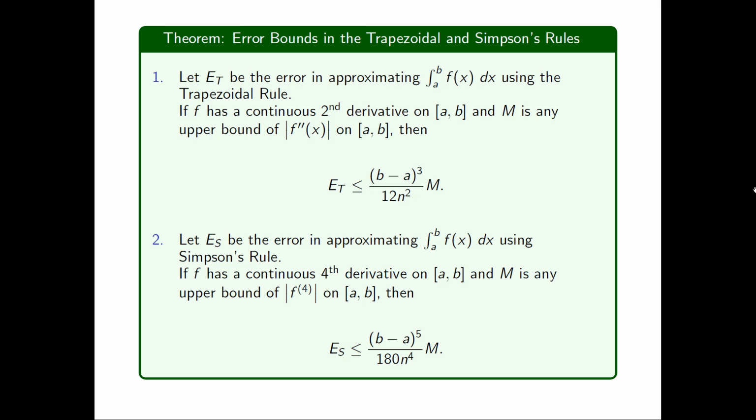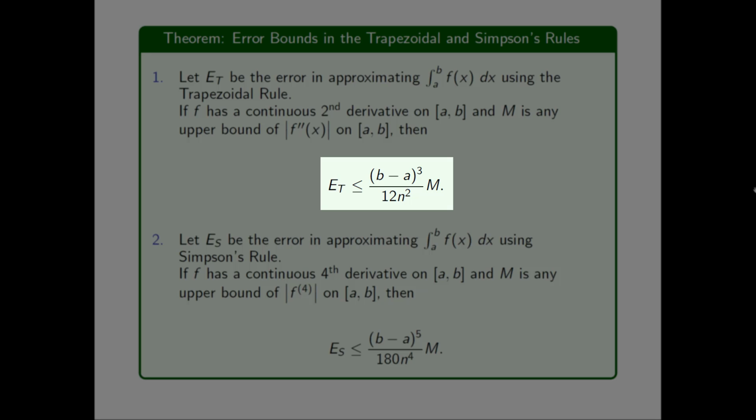We're going to assume that f has a continuous second derivative, and that M is an upper bound on the absolute value of that second derivative between a and b. That's important. The M is probably the most complicated bit here. Then our E_T is less than or equal to (b minus a) cubed divided by 12n squared, multiplied by M.